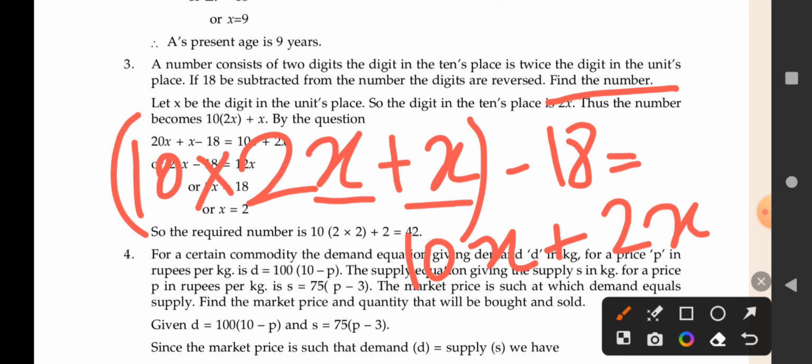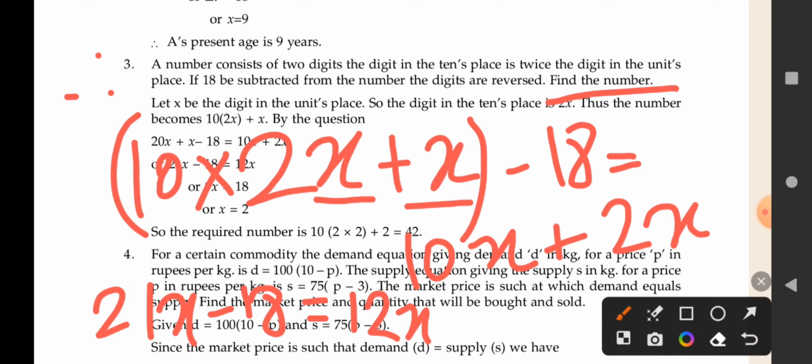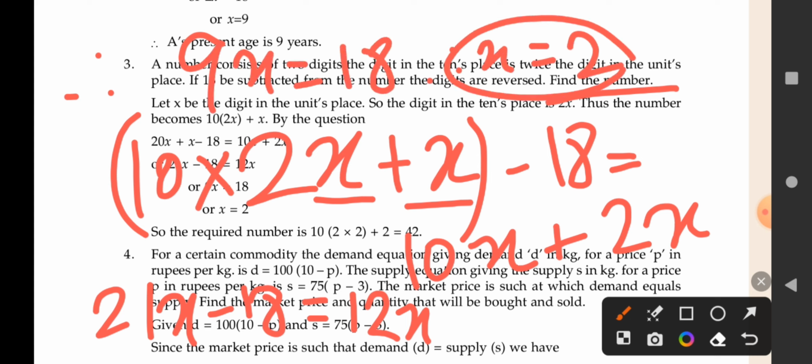20x plus x is 21x minus 18 is equal to 12x. So therefore 21 minus 12 becomes 9x is equal to 18. Therefore x is equal to 2. So the number becomes 2 and 4, that is 42. Correct.